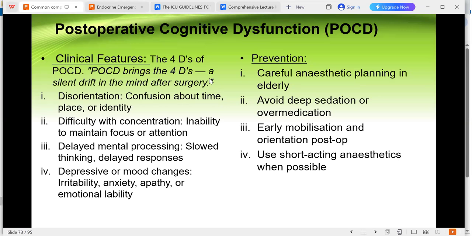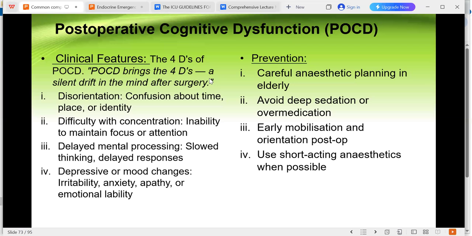There's delayed mental processing. The patient is slow to think and gives delayed response. Patient can be depressed. You can have depressive moods, sometimes with irritability, anxiety, apathy, or emotional lability. Okay, these are the 4Ds of postoperative cognitive dysfunction. So prevention is usually better than managing this patient. Careful anesthetic planning in the elderly.